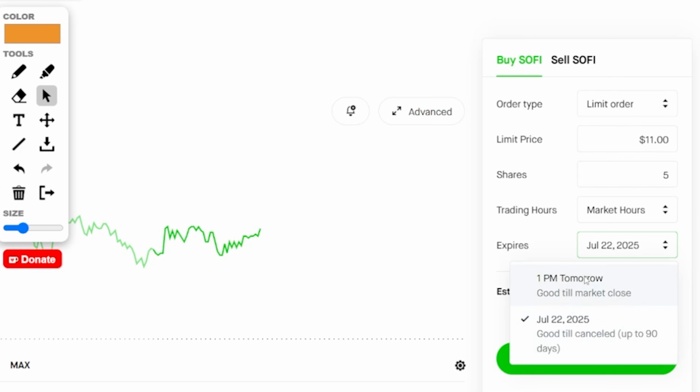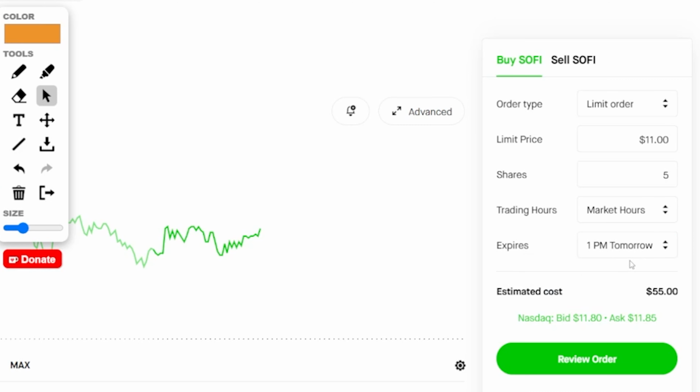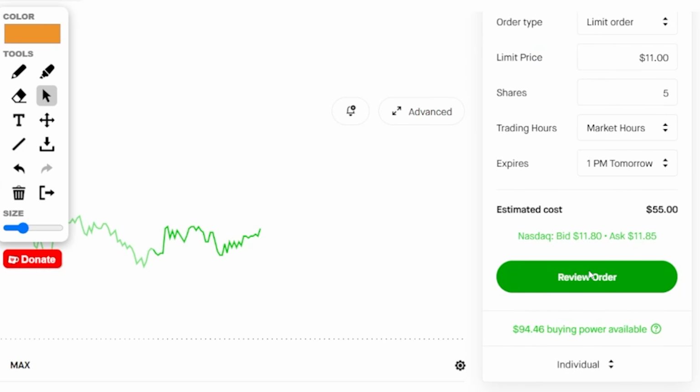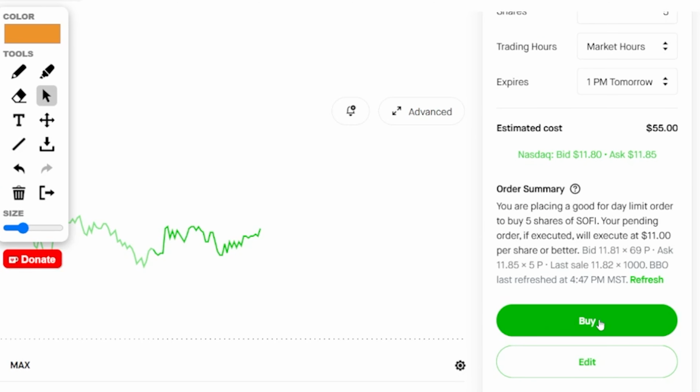But if you're saying, hey, I just want it for today, then you can just leave it for expiring at the closing of the market. Now from here, if everything looks good, just like before, you can click on review order, and then you can click on buy.